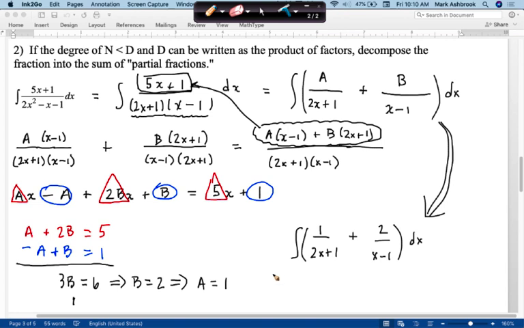So we get 1/2 natural log 2x plus 1 plus 2 times natural log x minus 1. Yeah. You tell me.